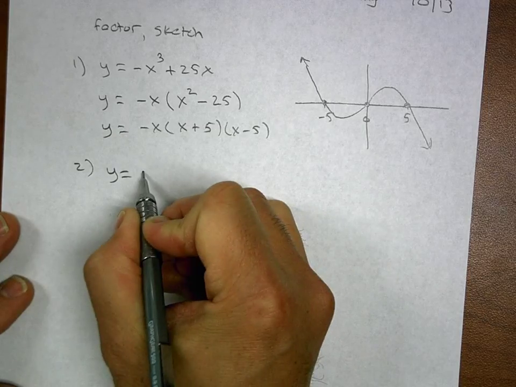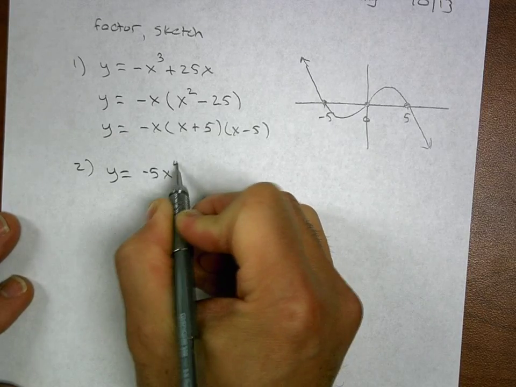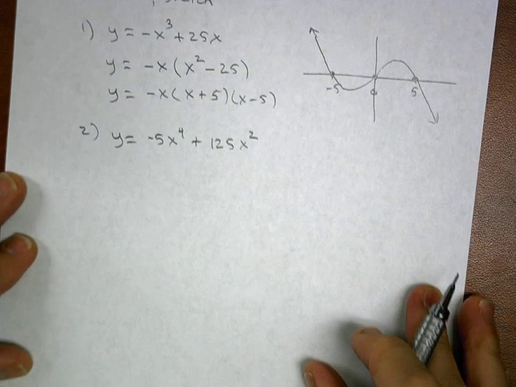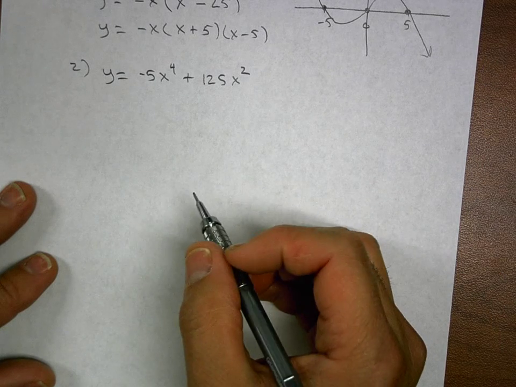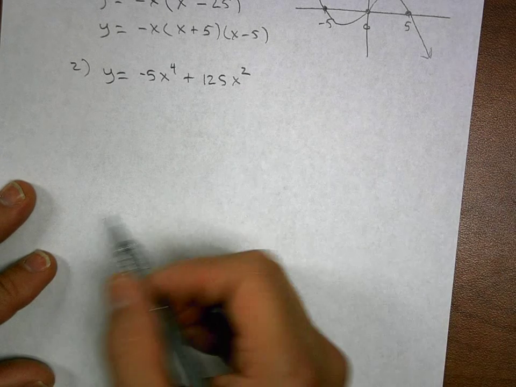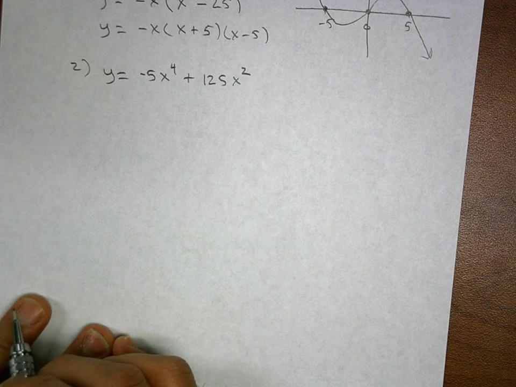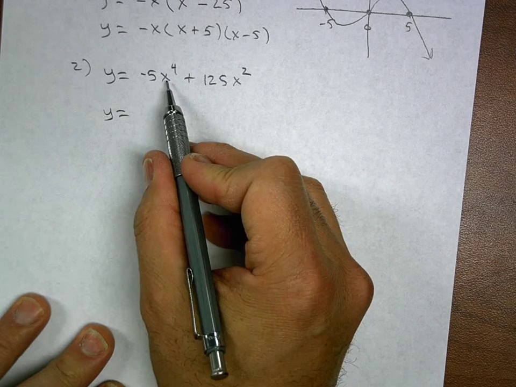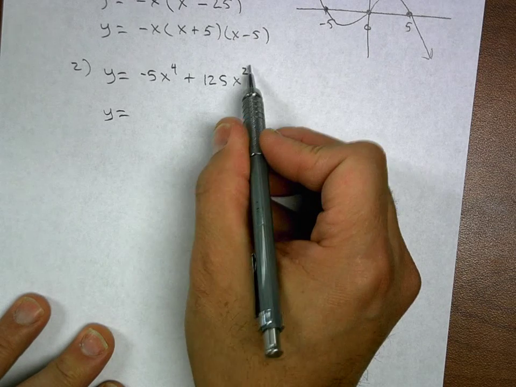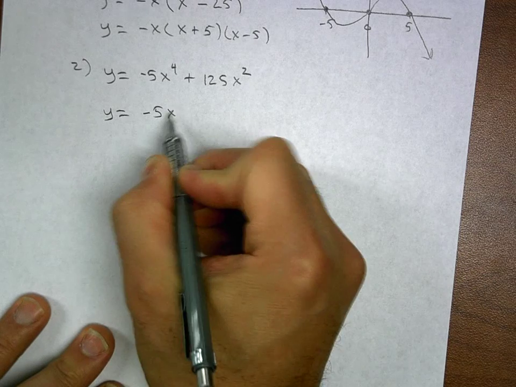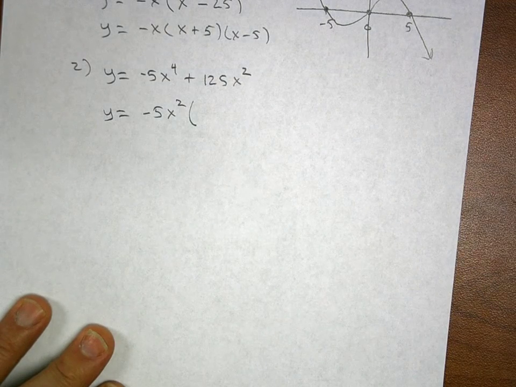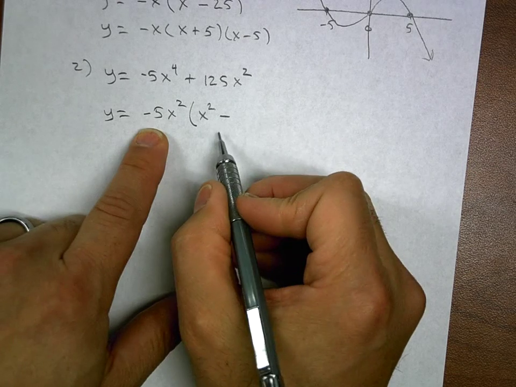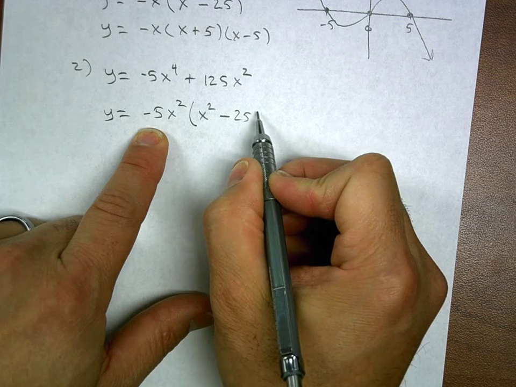Okay, number 2. Y is equal to -5 x to the 4th plus 125 x squared. Same thing, we'll factor and we'll sketch. Okay, so let's see. What can we factor out? Because we don't know how to graph it as is. Okay, we could pull out a -5 and an x squared. Okay, I agree. -5x squared. Okay, that leaves us with x squared minus 25.